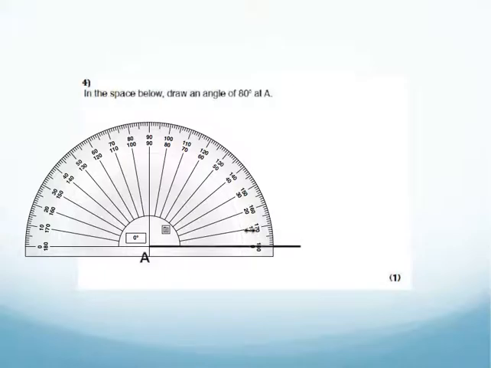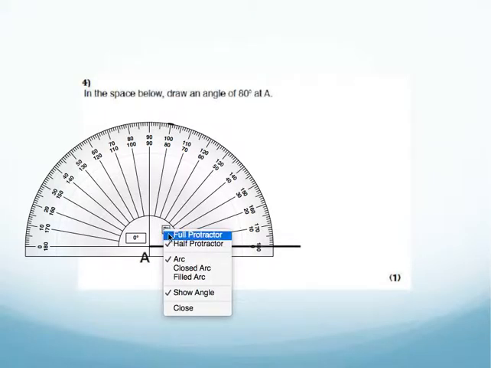Okay, so counting up 10, let's get the pen working now. So there's 10, 20, 30, 40, 50, 60, 70, 80. So marking here at the 80 point, that is our angle of 80 degrees.